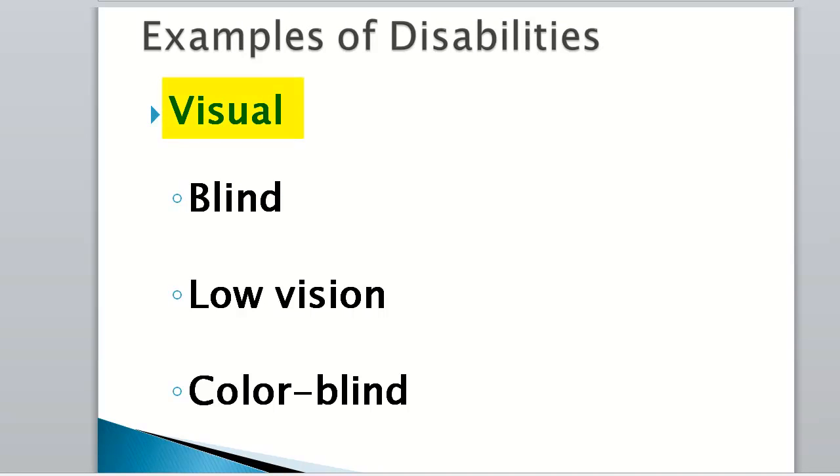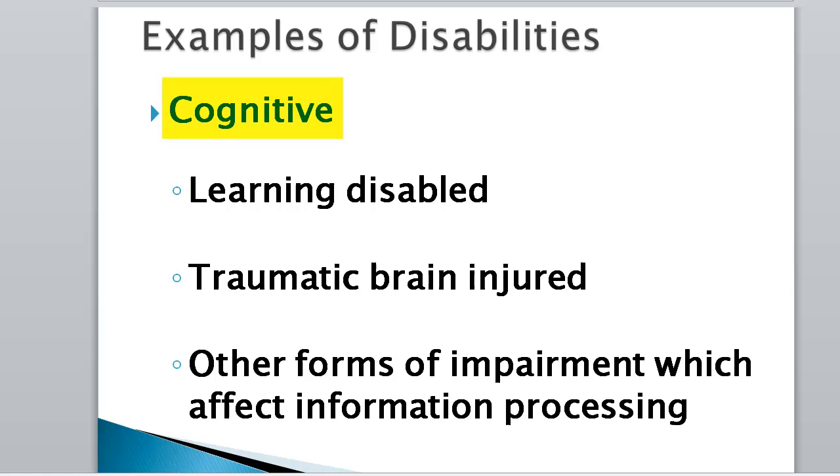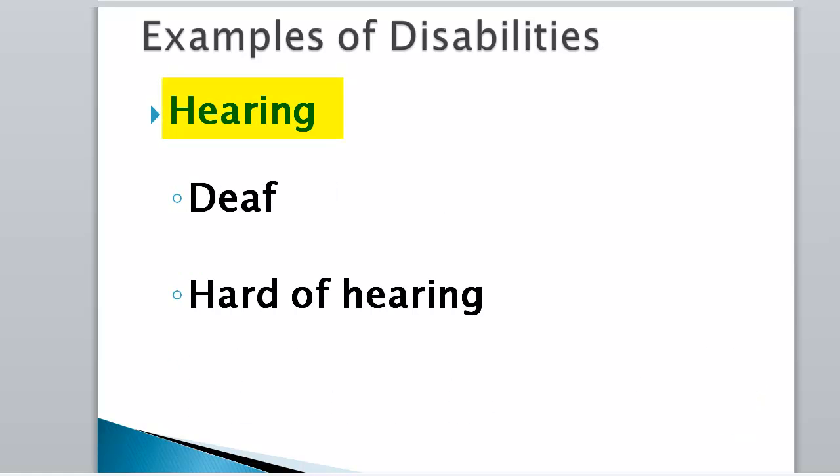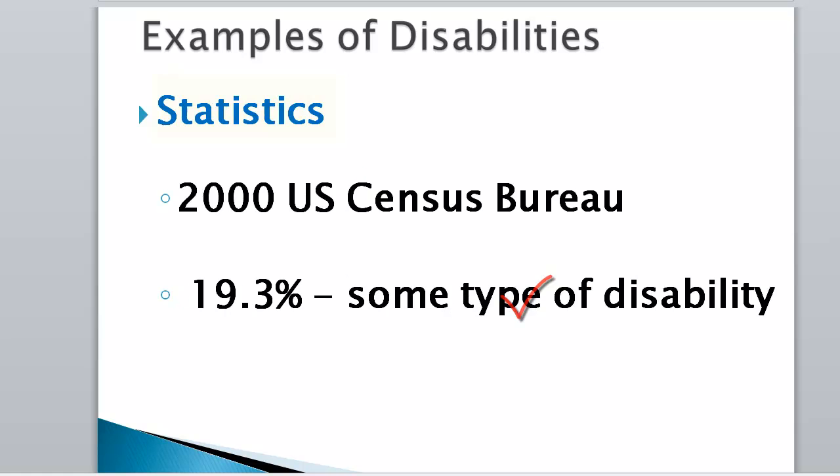Some examples of disabilities. We have visual disabilities. This could be someone who is blind, someone who just has low vision, or someone who might have color blindness. We have cognitive disabilities. This could be a learning disabled individual, someone who has suffered a traumatic brain injury, or some other type of impairment which affects their ability to process information. There are hearing disabilities, people who are deaf or hard of hearing.